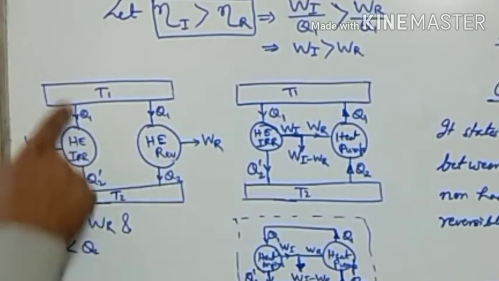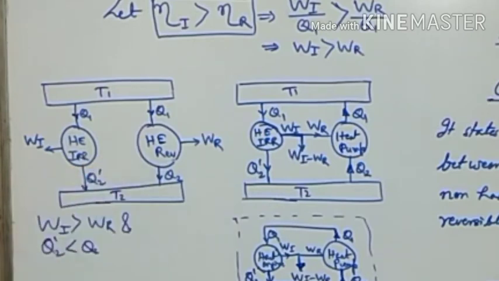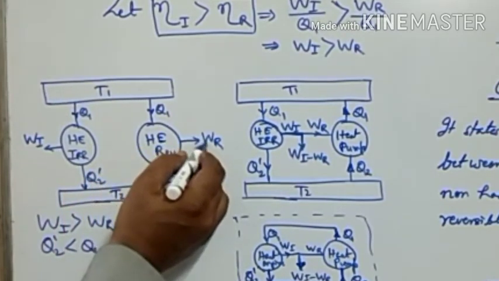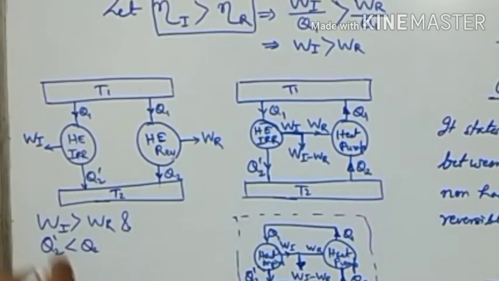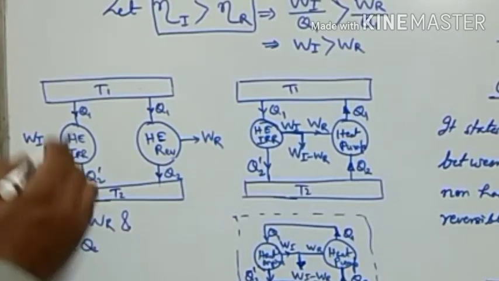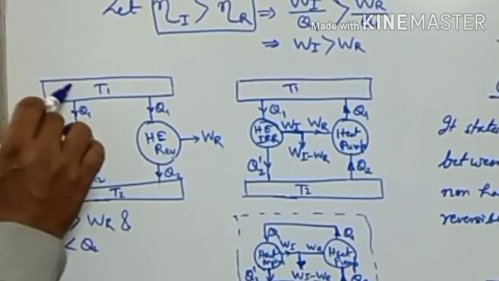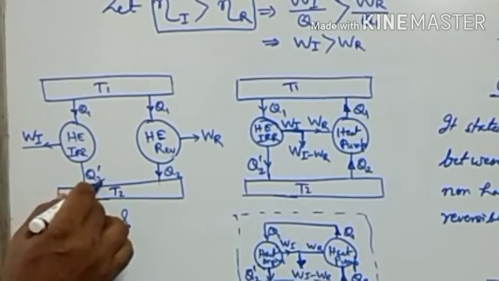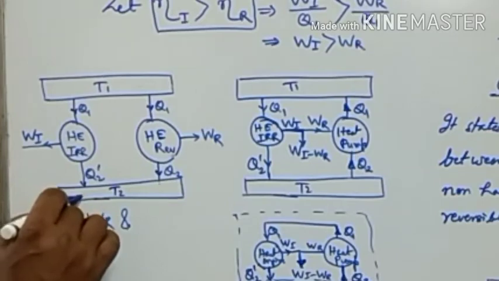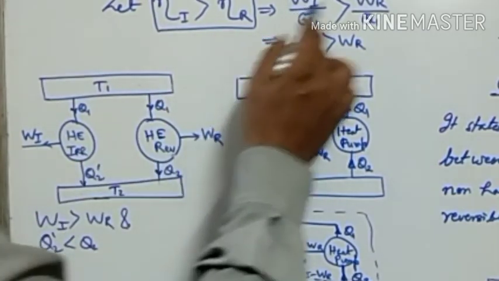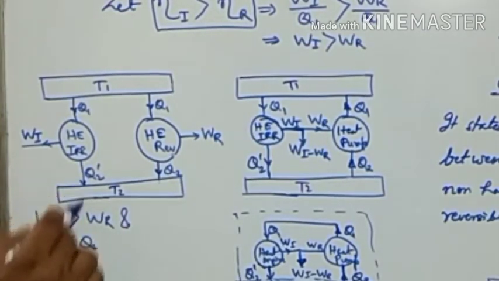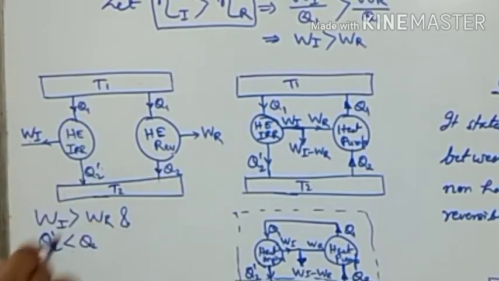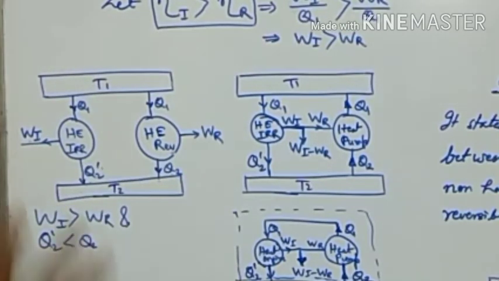Here we have the two temperature reservoirs, source and sink, and the reversible engine is taking Q1 amount of heat from the source and converting it into work Wr, and rejecting Q2 amount of heat to the sink at temperature T2. And the irreversible engine is also taking Q1 amount of heat from the source at temperature T1 and converting it into work Wi, and rejecting Q2 dash amount of heat to the lower temperature sink at temperature T2. As we said, Wi is more than Wr, so the heat rejected Q2 dash will be less than Q2. Because Q1 is the same and Wi is more, Q2 dash will be lower than Q2. So that is the given situation.